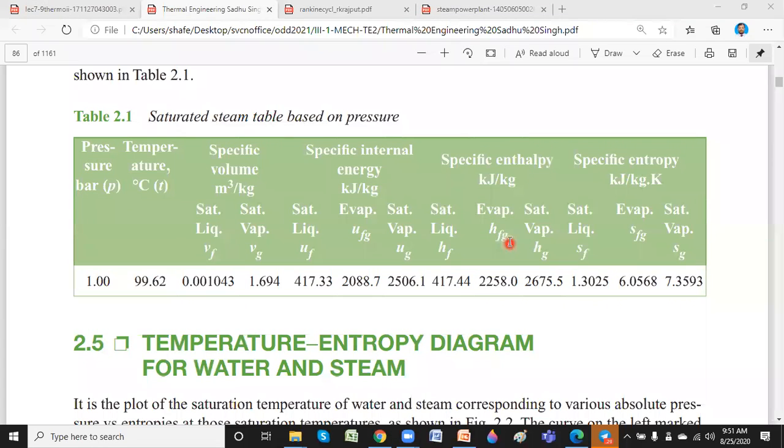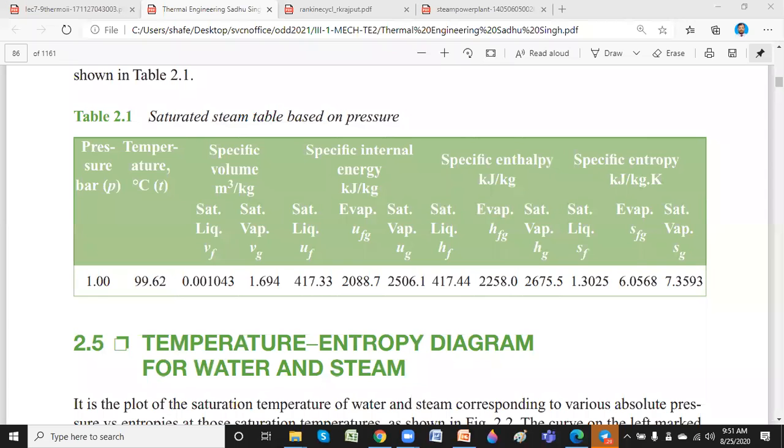That means to convert into vapor, I must supply this much amount of heat when it is like water. That is called HF. And the final column in the steam tables gives you entropy. Entropy is nothing but your Q by T, heat transfer divided by temperature. So that's kilojoules per kg Kelvin. Kilojoules per kg is for enthalpy.